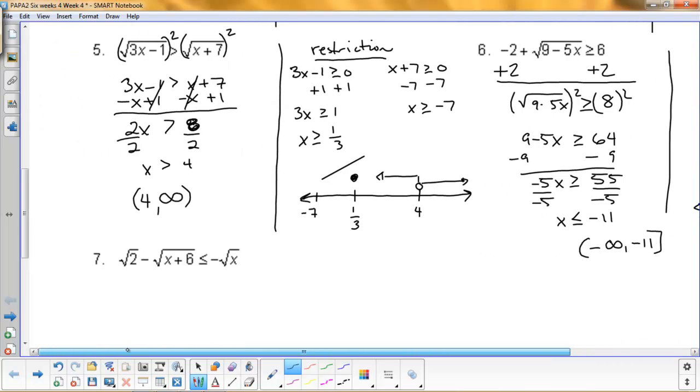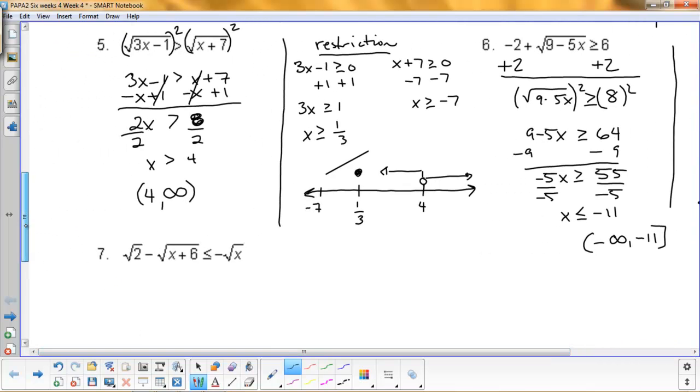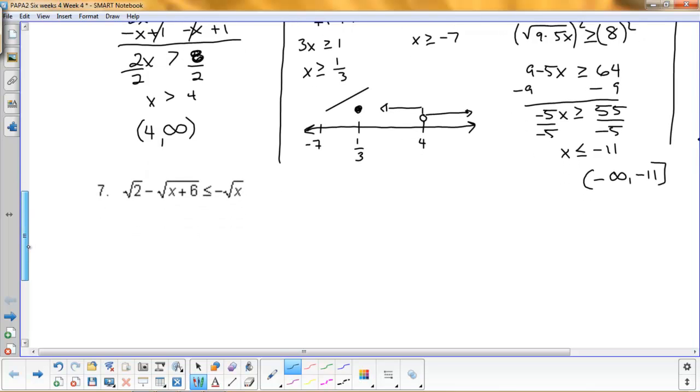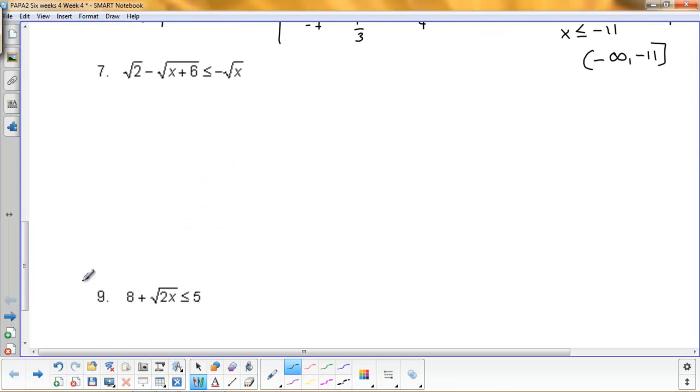The following three problems, 7, 8, and 9, are yours to complete. Please have them ready tomorrow for class discussion, and let's make sure that we clearly understand what it is we're looking at when we try to solve these inequalities.